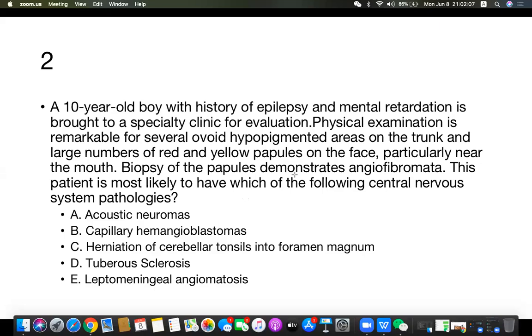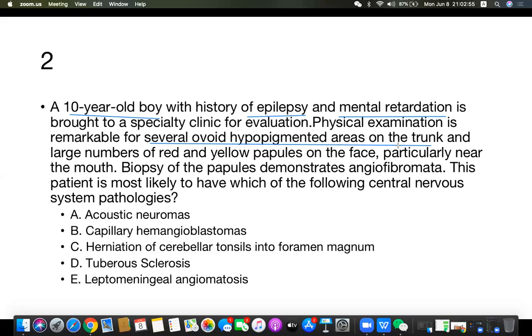So let me explain this from the very beginning. Just follow this. This is a 10-year-old boy who presented with a history of epilepsy. This is how tuberous sclerosis usually presents. It is a growth inside the central nervous system which can lead to intractable epilepsy. This epilepsy is very difficult to control even with medication. And another type of presentation is mental retardation. Now for that, the case was brought for evaluation. During physical examination, the doctor found several ovoid hypopigmented areas on the trunk. Okay. Now these are called ash leaf spots.